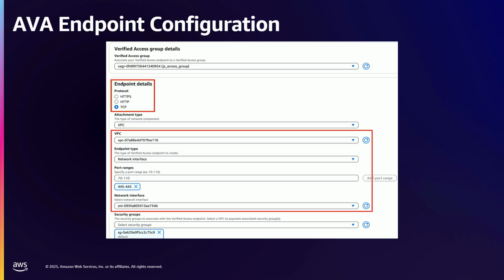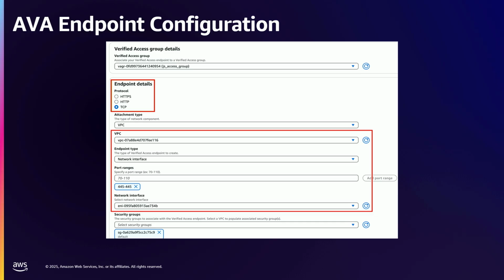I won't talk about it in this session, but I'll give you a reference to the video. And then the port range, we set to the SMB port of 445. And we set the network interface to the network interface of the FSX server. Now for the security group, we can set the security group to be the same as the FSX network interface, or you can choose a different security group for your AVA endpoint.